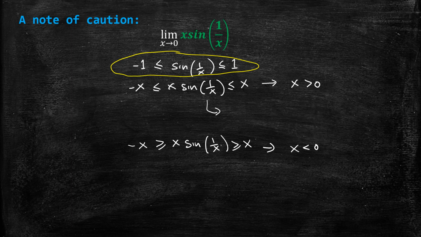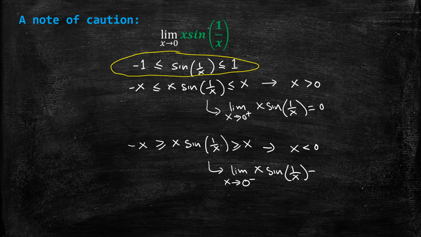So I'm going to leave out a few steps here and just say that the squeeze theorem could help us to find that the limit as x approaches 0 from the right of x sine 1 over x is equal to 0. And again, the squeeze theorem applied to this inequality would establish that the limit as x approaches 0 from the left of x sine 1 over x is equal to 0. And because the left and right limits exist and are equal to one another, we could conclude, therefore, that the limit of this function is indeed 0.